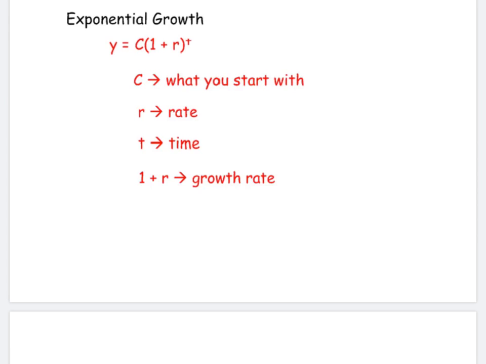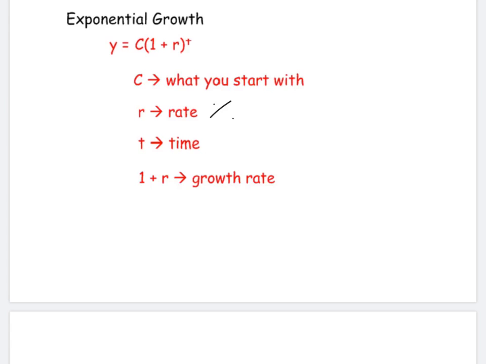The c is what you start with. The 1 is always going to be 1. The r is the rate, which is most likely a percent. And t is the time. And then 1 plus r is what we refer to as the growth rate.